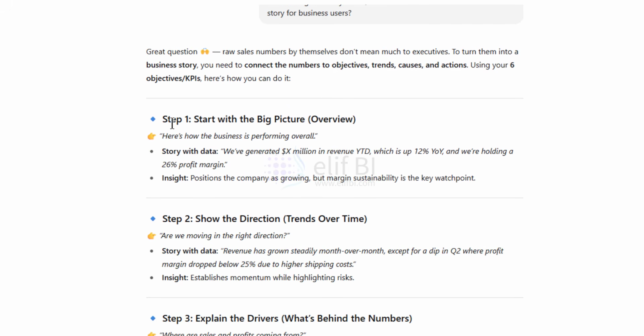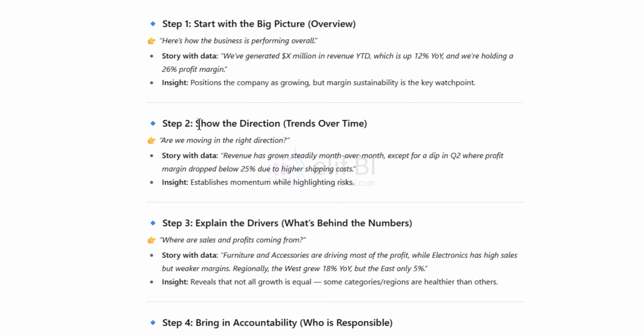Here it says, step 1, start with the big picture. You are going to mention the revenue year to date, which is up a certain percentage year on year, and the profit margin. And what is the insight? It's also telling me the insight that it positions the company as growing, but margin sustainability is the key watch point. Then comes the second step, which is basically the direction, and that is the trends over time.